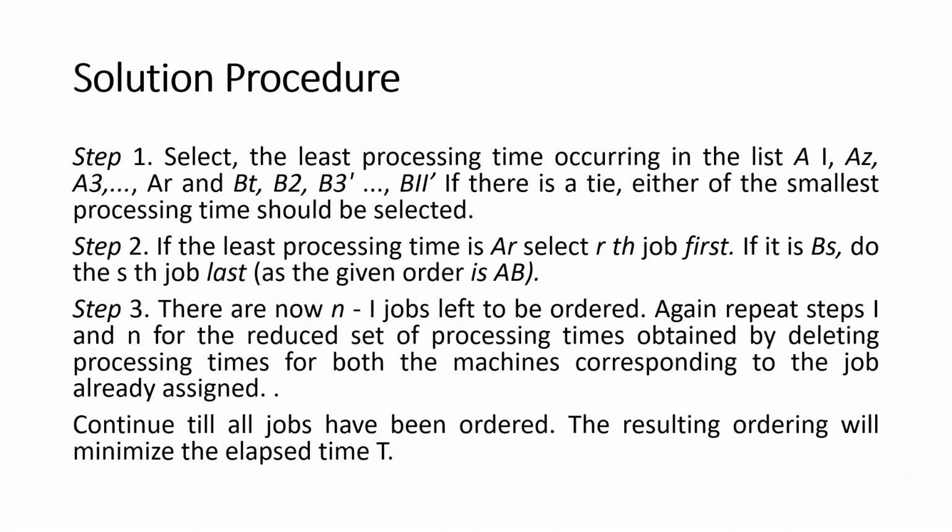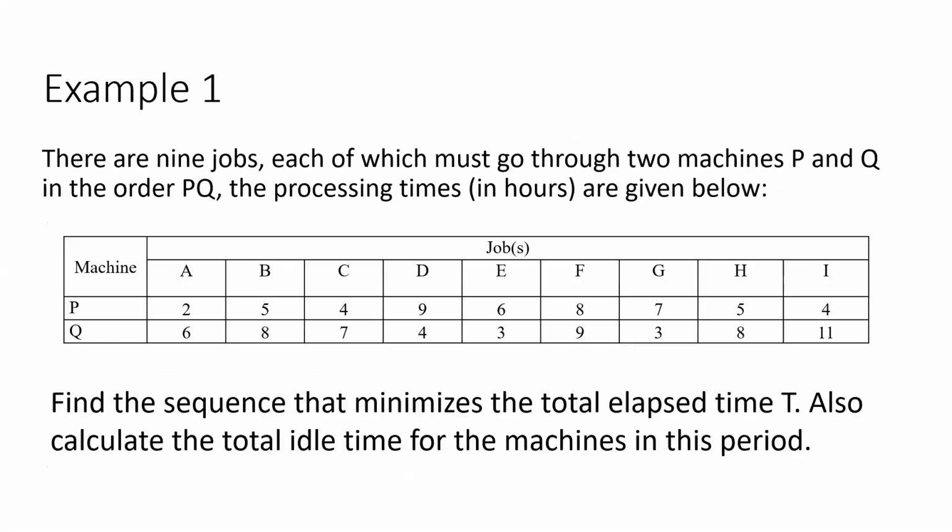The procedure to solve the problem. Step 1. Select the least processing time occurring in the list A1 to An and B1 to Bn. If there is a tie, either of the smallest processing times may be selected. If the least processing time is Ar, select the rth job first. If it is Bs, do the sth job last, as in the given order. So we will discuss it with the help of an example.